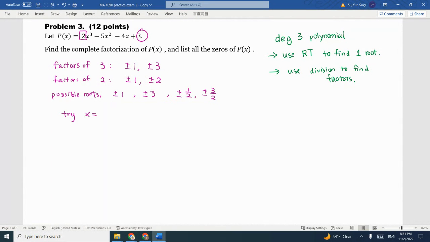So try x equals... Yes, I did p over q, and then I did plus or minus 1, comma, plus or minus 3 over plus or minus 1, comma, plus or minus 2. Is that okay? So you have plus or minus 1 over plus or minus 1, you get plus or minus 1, right? And plus or minus 3 over plus or minus 1 is the same as plus or minus 3, because 3 divided by 1 is 3.